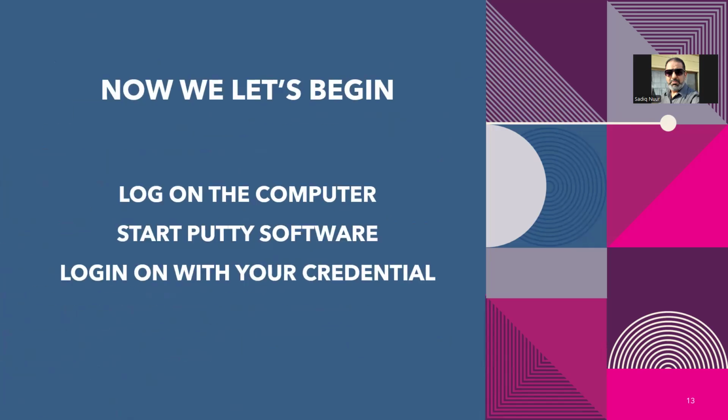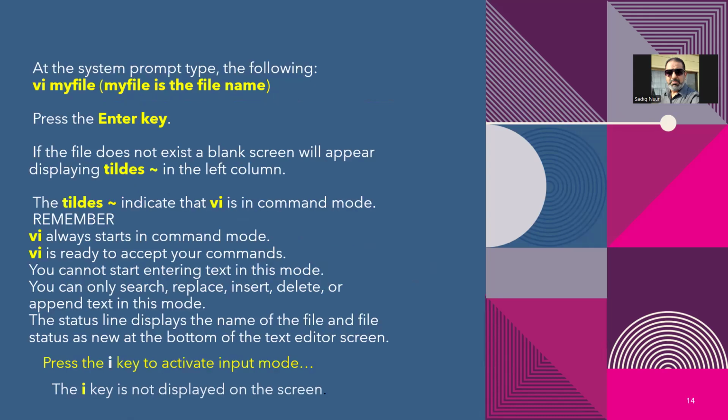So now we have to start. The first thing is that you have to log in to the Buddy software with your username and password credential, and then we will create the file, and then from there we're going to demonstrate the commands that go with the VI editor. For the file creation, at the system prompt, we have to type VI and the name of the file. The name of the file can be anything, right? And then you have to press the enter key.